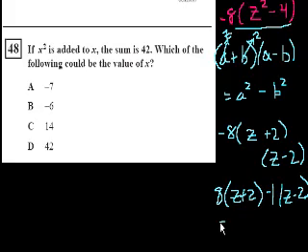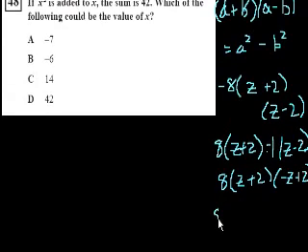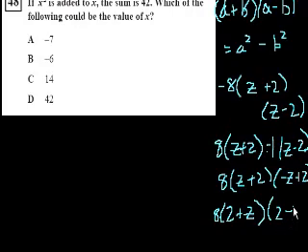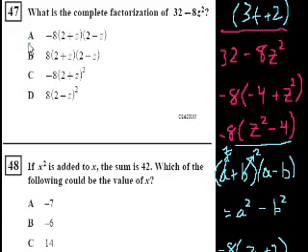And then this becomes 8 times z plus 2. This isn't minus 1, this is times minus 1. Times minus z plus 2. And now I think that choice is there. So we can rewrite this as 8 times 2 plus z, I'm just rearranging it, times 2 minus z. And then that is choice B.